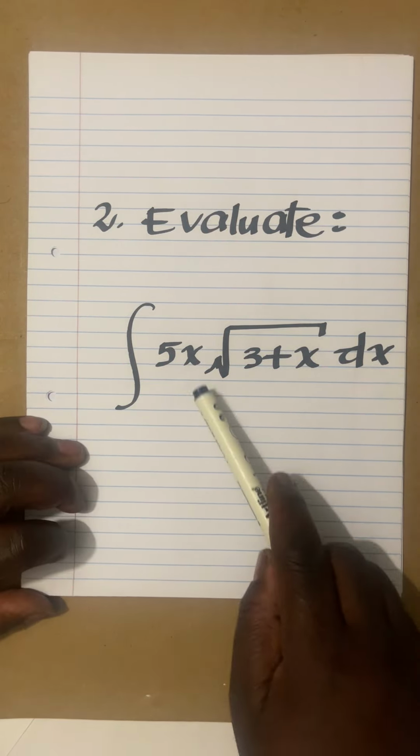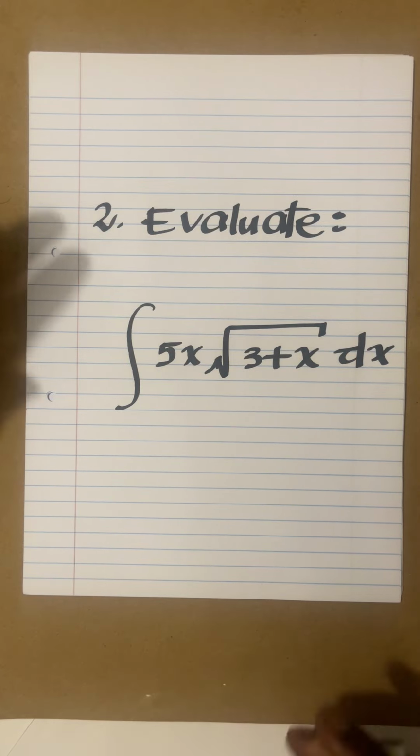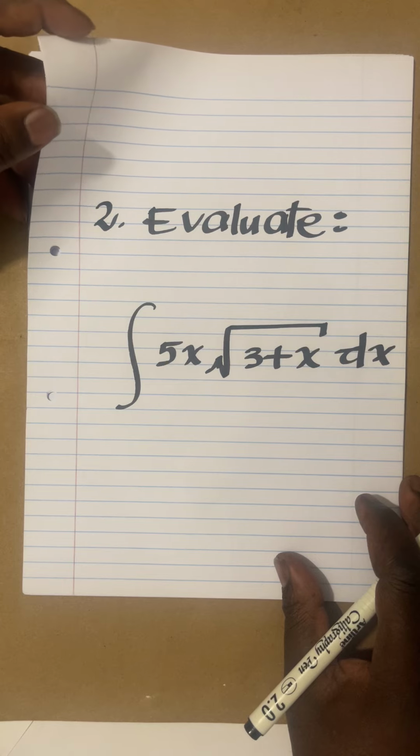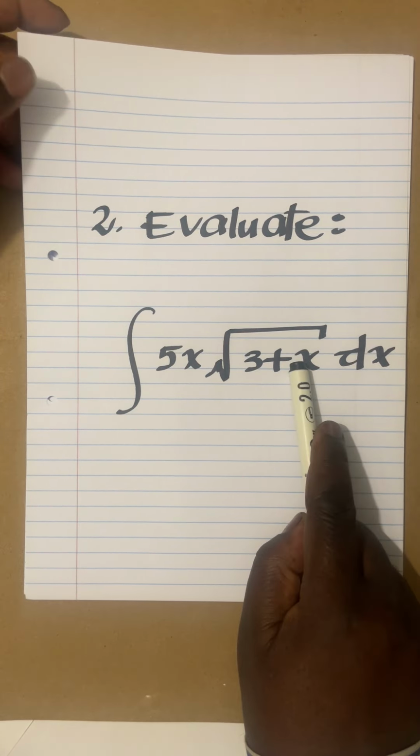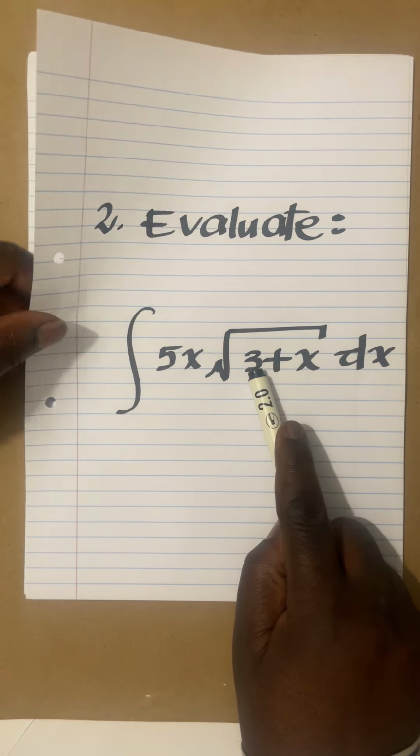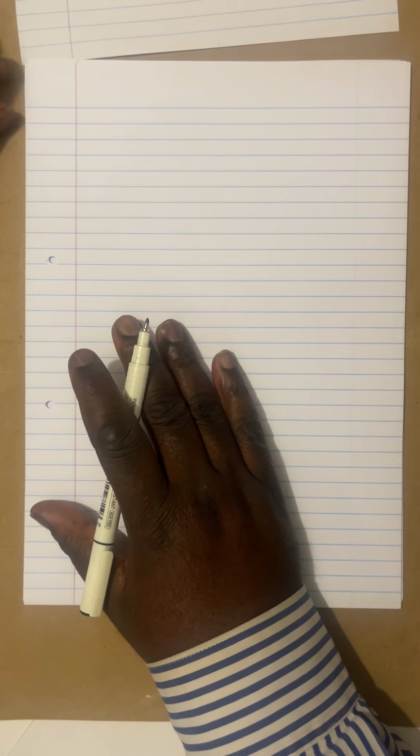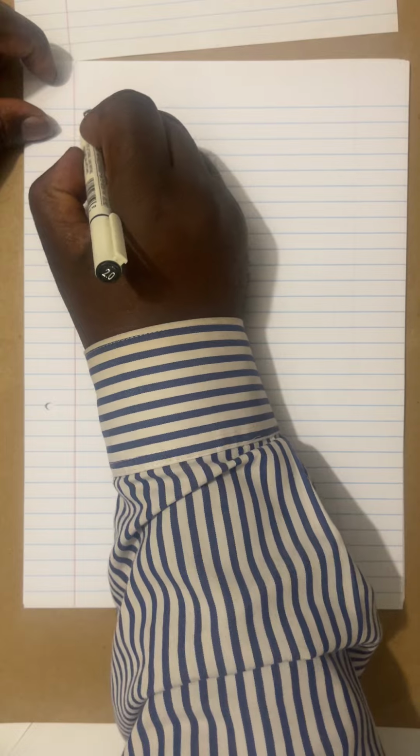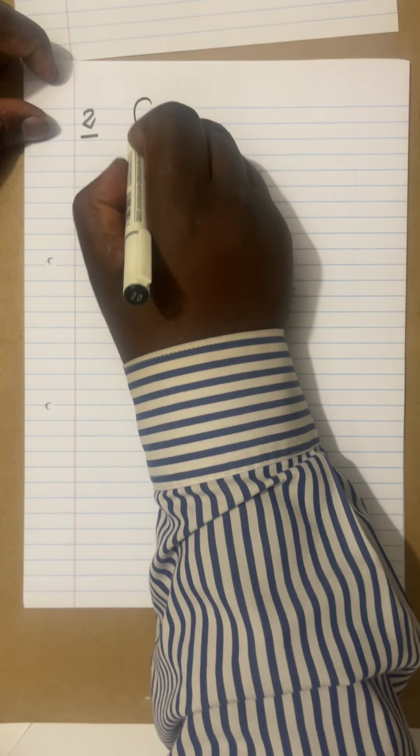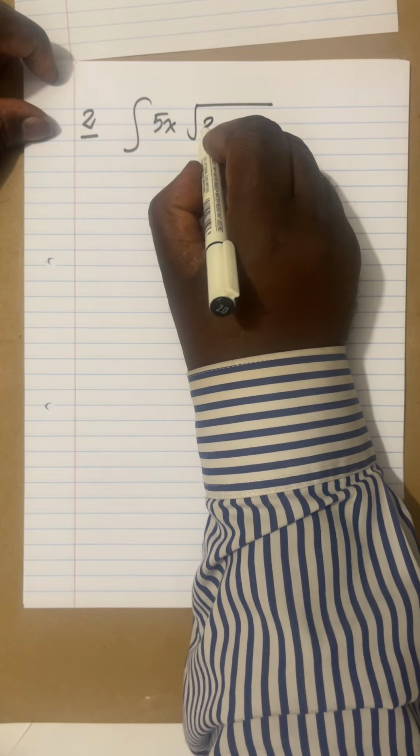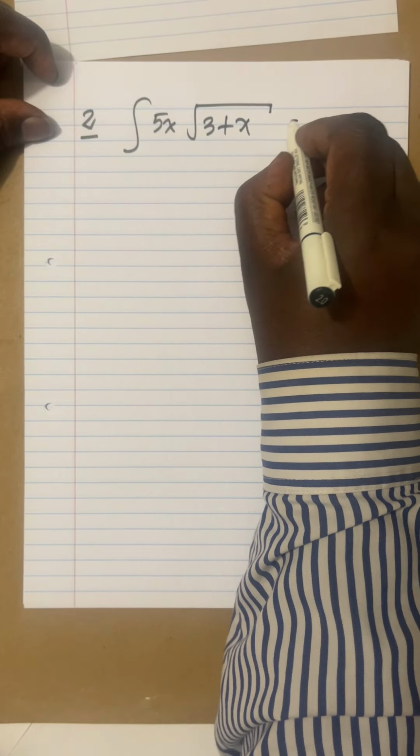Now, obviously, when you have a radical like this, you'll have to get rid of it first before you can even continue with the integration. So we're going to let this expression under the square root sign equal u, and then carry on from there. So number 2, we have the integral of 5x square root of 3 plus x dx.